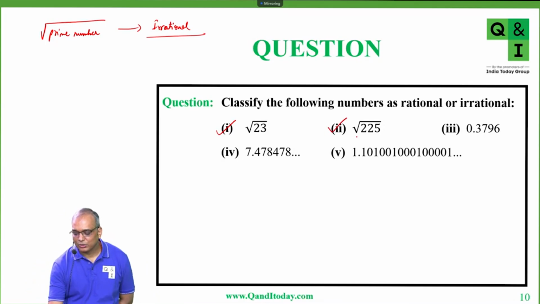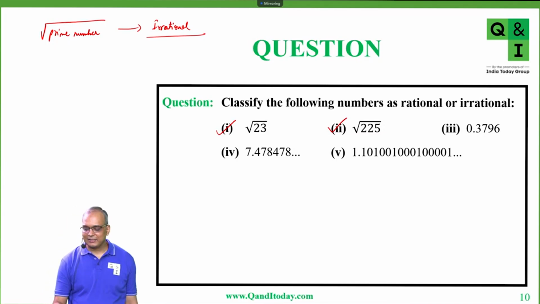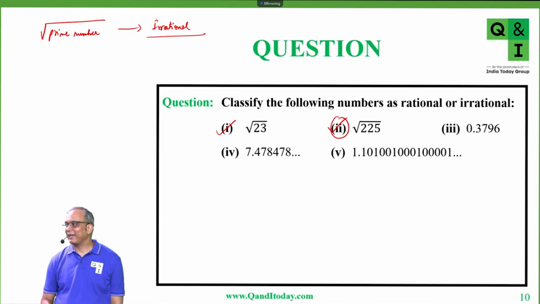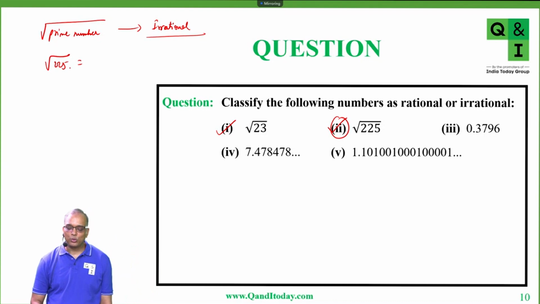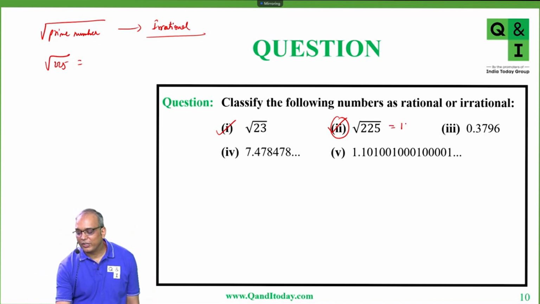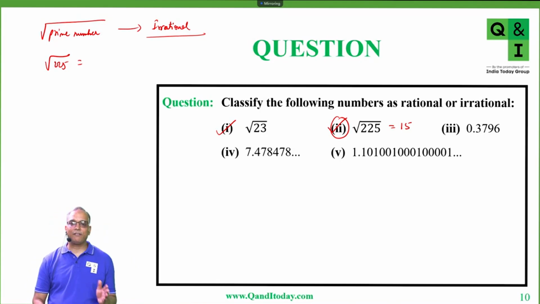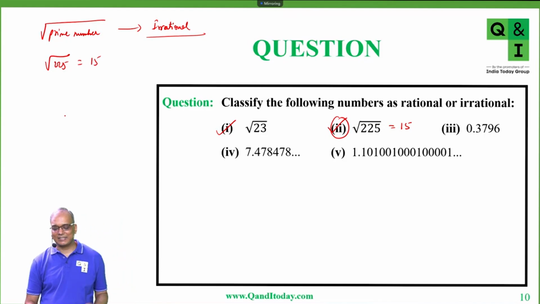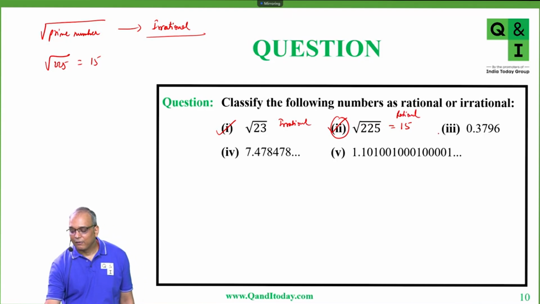Next, second, square root of 225. Whether it is rational or irrational. Rational, sir. Why? What is the value of root 225? It is 15. It is a perfect square. So when you take the square root of 225, it is 15. Since it is 15, which is an integer, it will be a rational number. So the first one was irrational, the second one is rational. What about the third one?